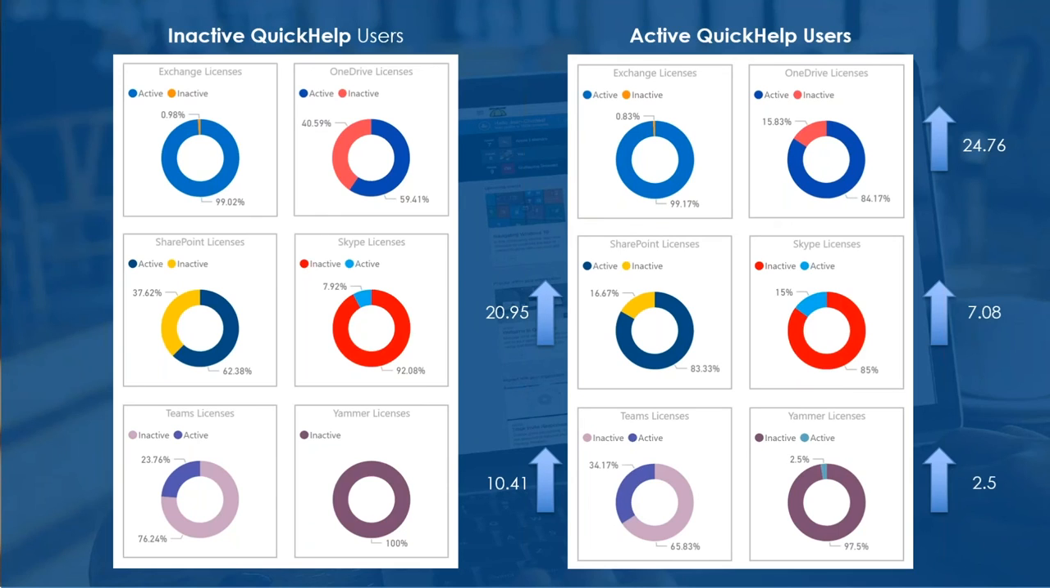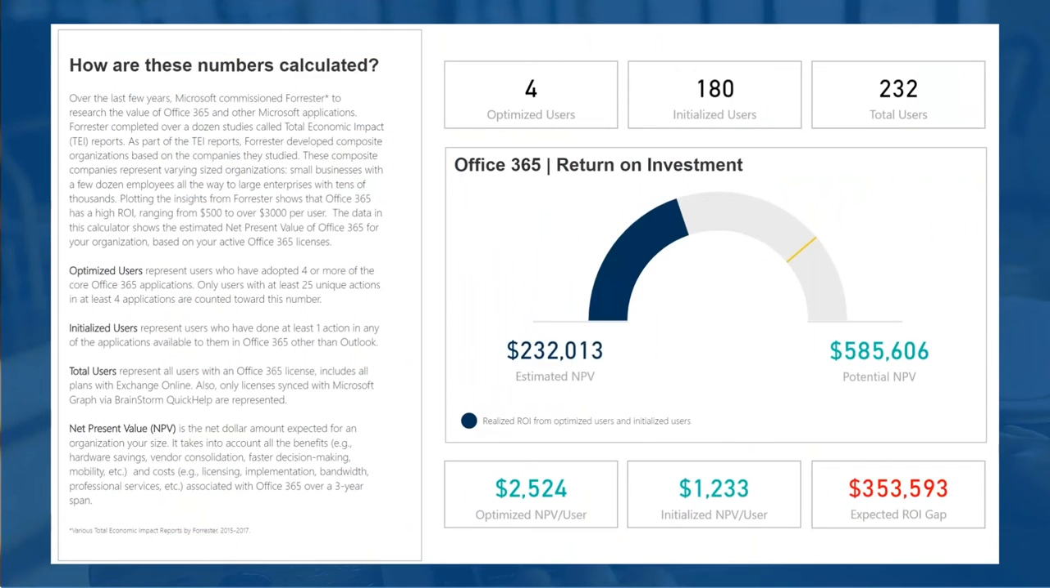So what does that mean in terms of ROI and real dollars? Over the last few years, Microsoft has commissioned Forrester Research to determine the value of Office 365, and they were able to attach a value to users in an organization based on several criteria. I won't go through all that criteria. I'll allow you to read this later if you'd like, and you can see that there on the left-hand side. Users were categorized in two different ways: they were either initialized or they were optimized.